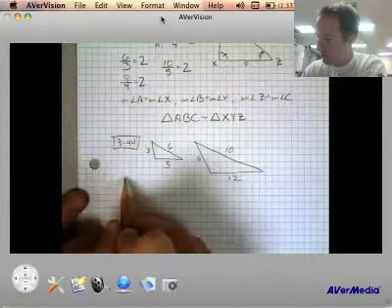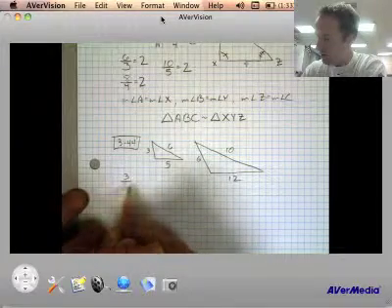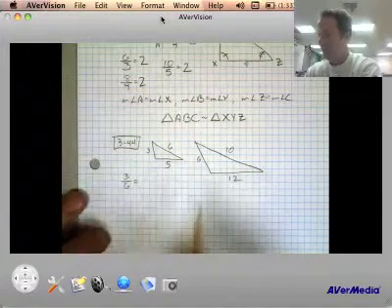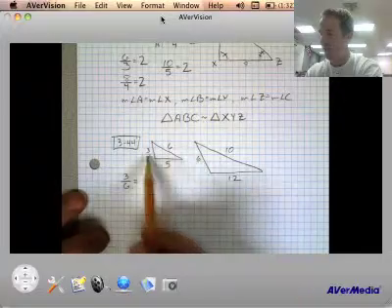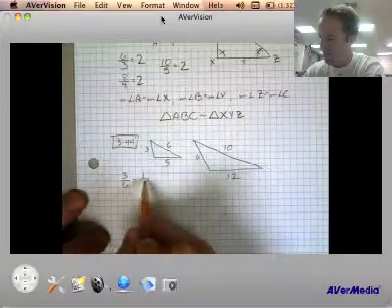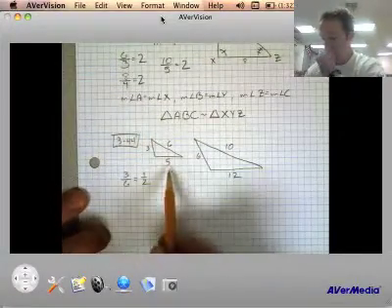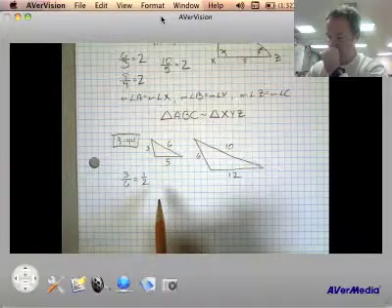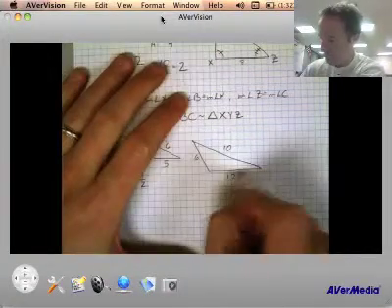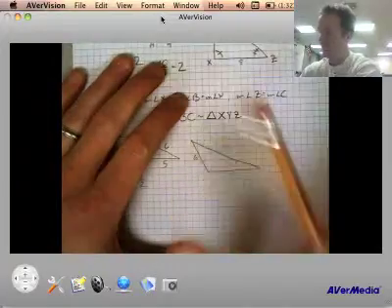Let's go 3 over 6. 3 and 6 are corresponding sides. We make a ratio. That's 1/2. You know what? I switched these around, didn't I?